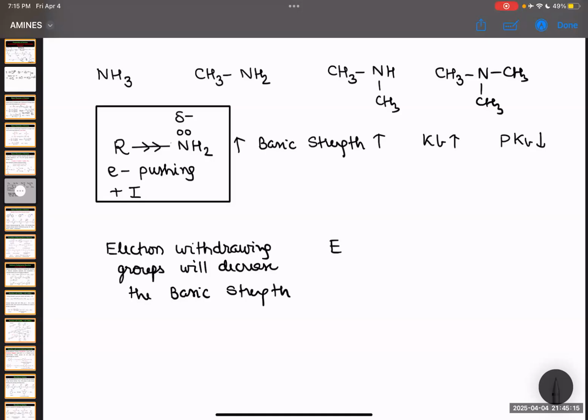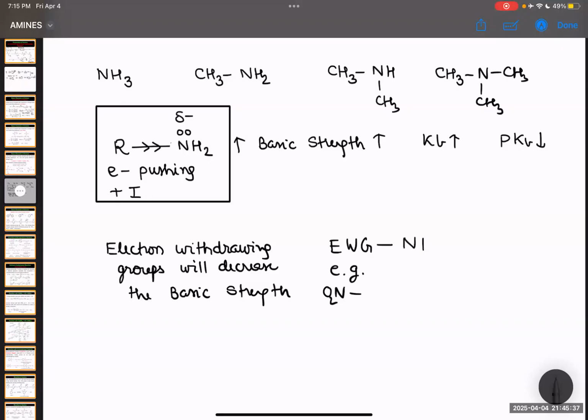So I'm writing this group as electron withdrawing group, EWG. Example, you can have NO2. There are many such groups, okay? CF3, they are highly electronegative, okay? They could be exerting minus R effect or minus I effect. So these are electron withdrawing groups.